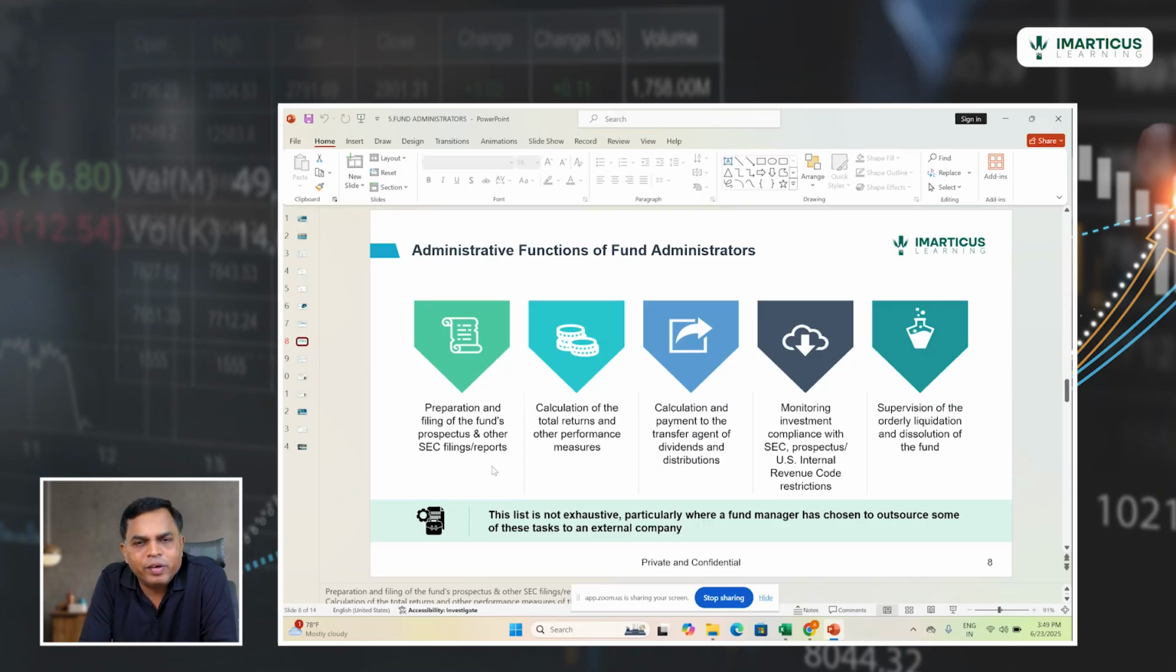Now, they calculate various ratios. For example, they calculate the internal rate of return, and they calculate other returns, and they publish this on a periodic basis. This helps them to track and compare the funds.